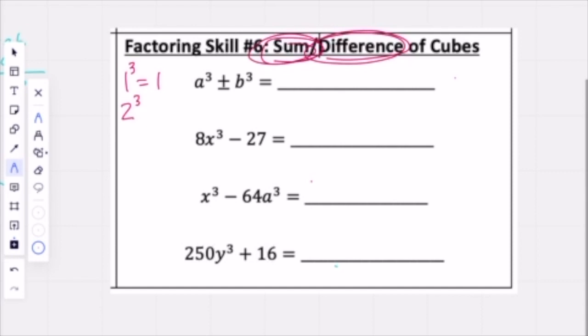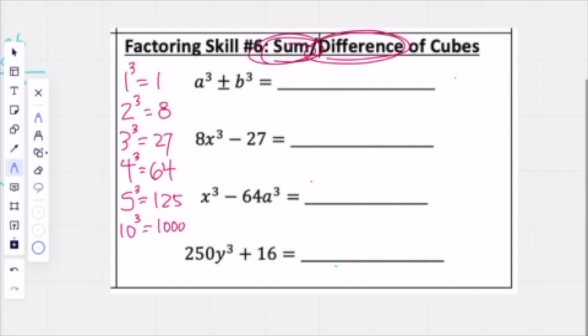2 cubed is 2 times 2 times 2, otherwise known as 8. So 8 is a perfect cube. 3 cubed is 3 times 3 times 3, which is 27. So there's a perfect cube. 4 cubed is 4 times 4 times 4, or 64. That's another perfect cube. 5 cubed is 5 times 5 times 5, or 125. If you know those first 5, those are great ones to know, but also 10 cubed is an easy one because 10 times 10 times 10, or 1,000, is also a perfect cube.